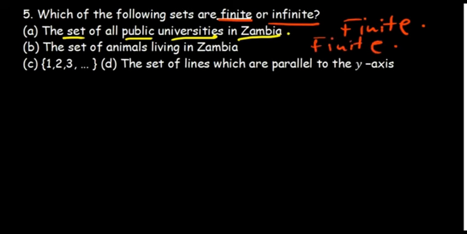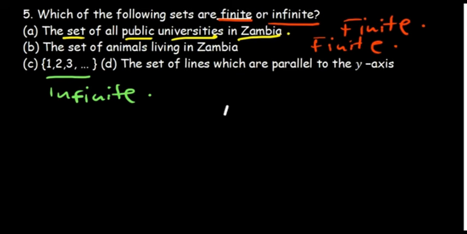Then 1, 2, 3 without ending. So we don't know the ending point there, so it's infinite. We don't basically understand the end. And numbers don't end.